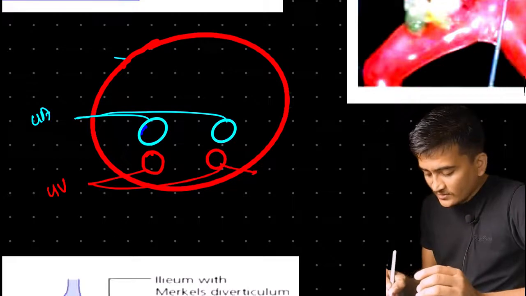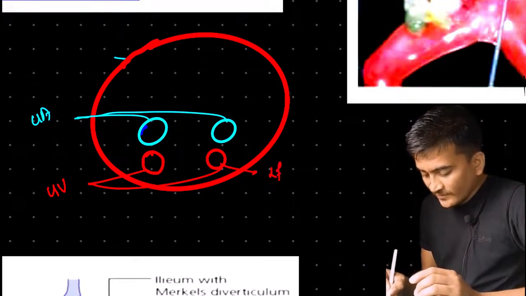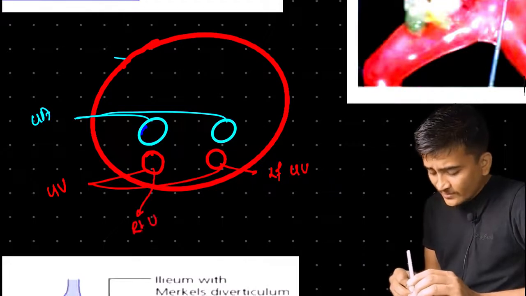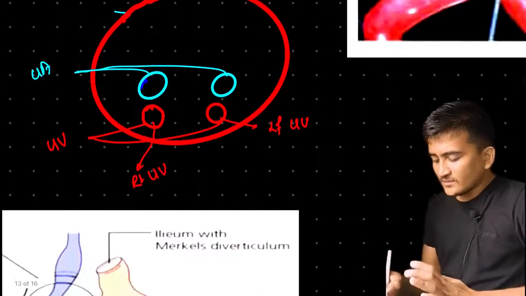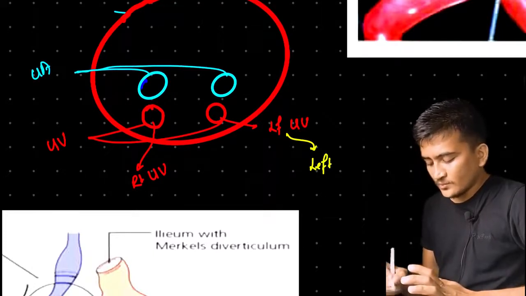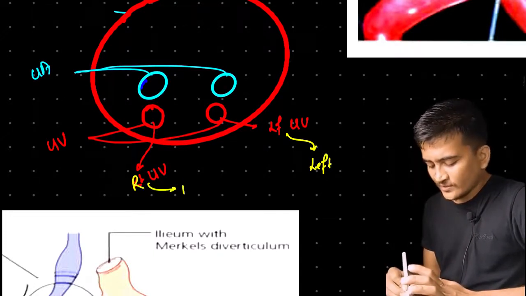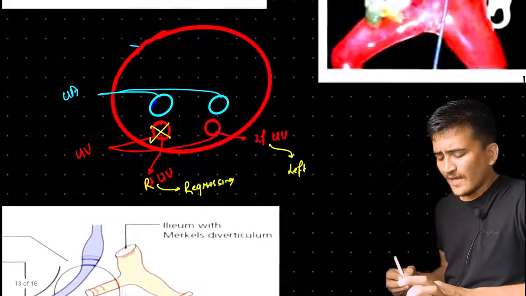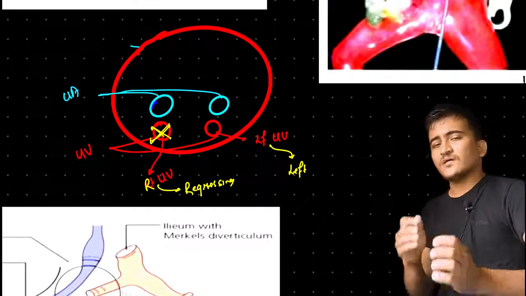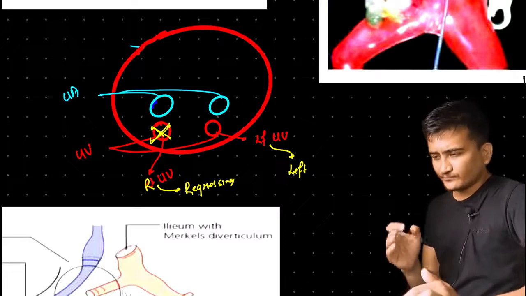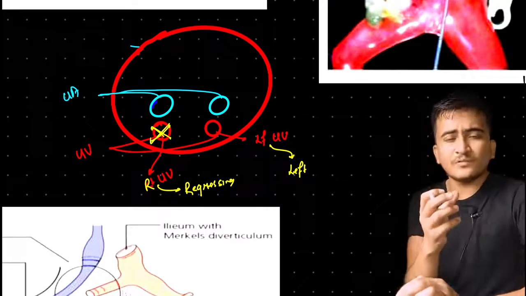This is our left umbilical vein, right? And this is our right umbilical vein. What we said is, the left one will remain. But this right one will be regressing, right? Since this right one will be regressing, it will have a weak wall in it.